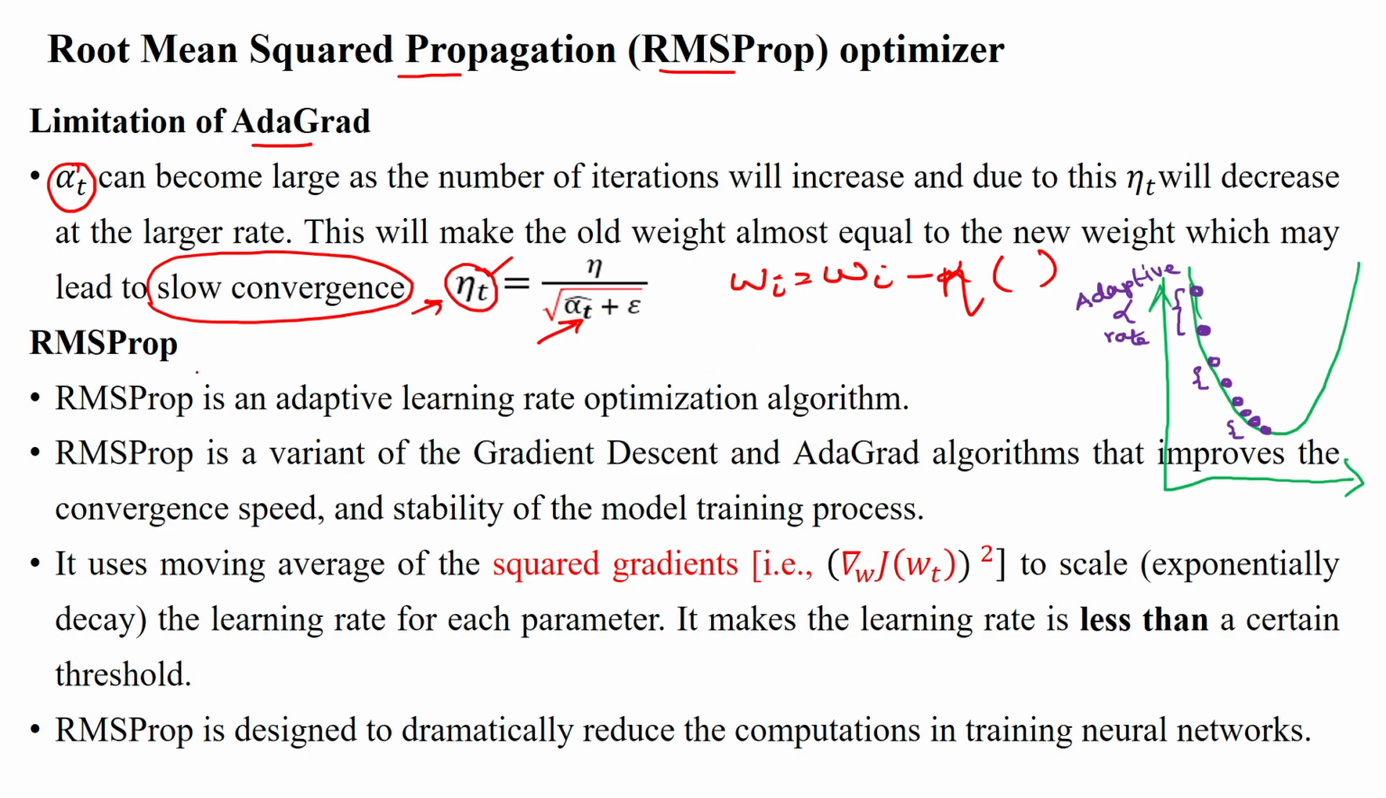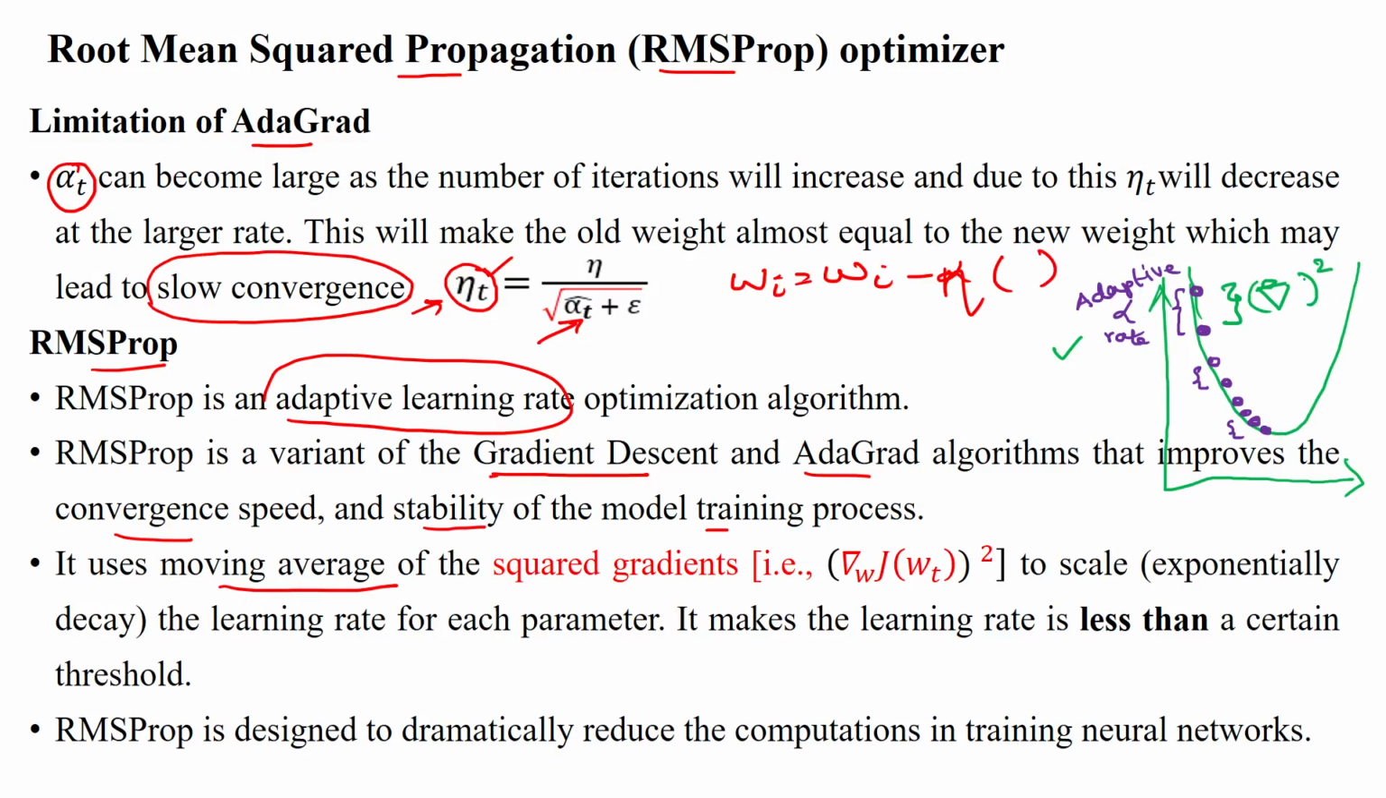So to avoid that, we are going to use RMS propagation, which is an extension of stochastic gradient descent and AdaGrad algorithms, improving the convergence speed and stability of the model during the training process. It also uses an adaptive learning rate for the optimization process, using a moving average of squared gradients. The gradient is squared to make the converging speed faster.